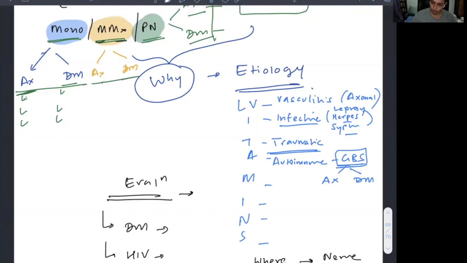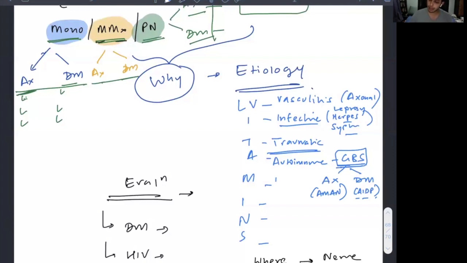GBS is Guillain-Barré syndrome, and it is basically an autoimmune condition where our own immune cells are attacking our own nerves, and they're attacking either the axons or they're attacking the myelin sheath. So depending on the target of the immune system, you can get either axonal, which is called AMAN, which is axonal motor neuropathy, or you have AIDP, which is a demyelinating polyneuropathy.